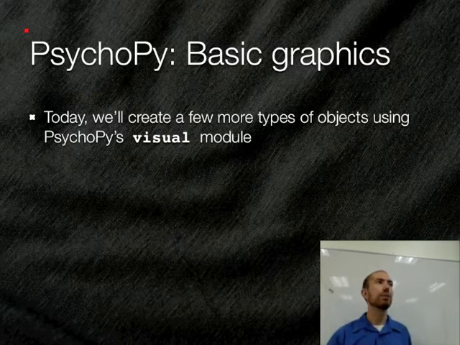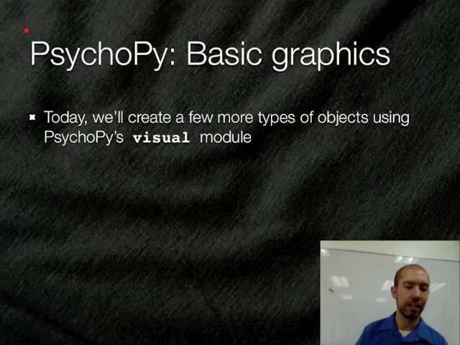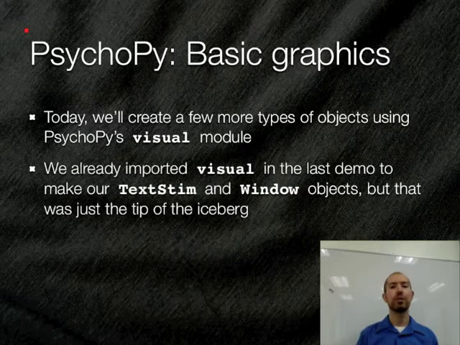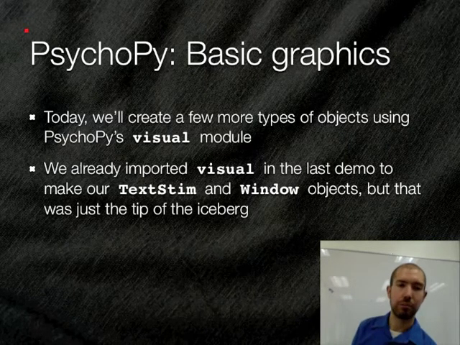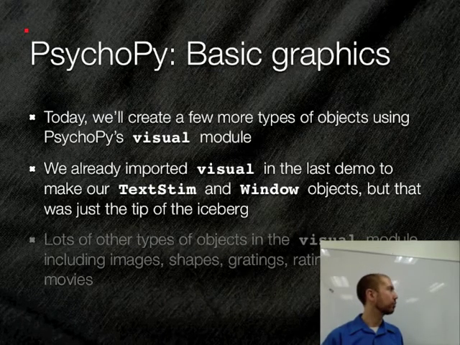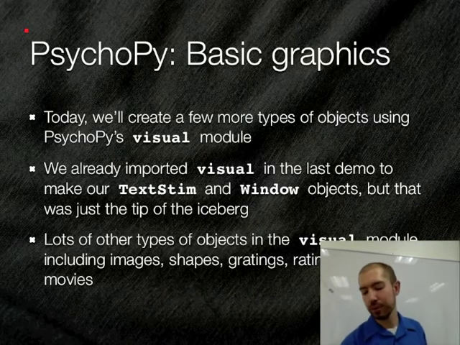So what we're going to basically do today, like we said, today's lecture topic for PsychoPy is talking about the visual module of PsychoPy. We already used a couple of the elements of the visual module, right? Because we just looked at how we created windows and how we made text stimuli. But we're going to make a few more things today and talk a little bit more about how the visual module is put together.